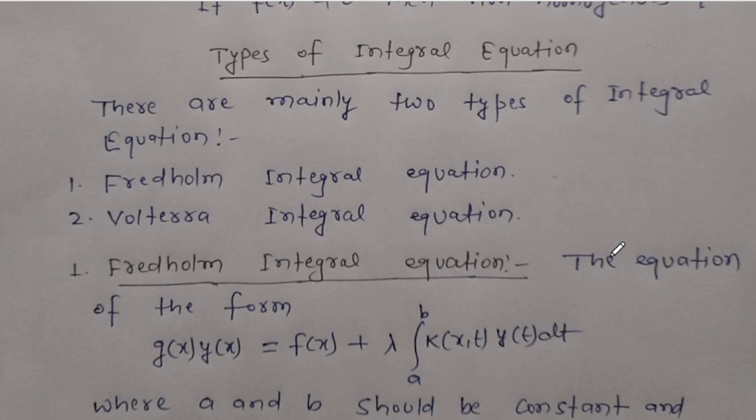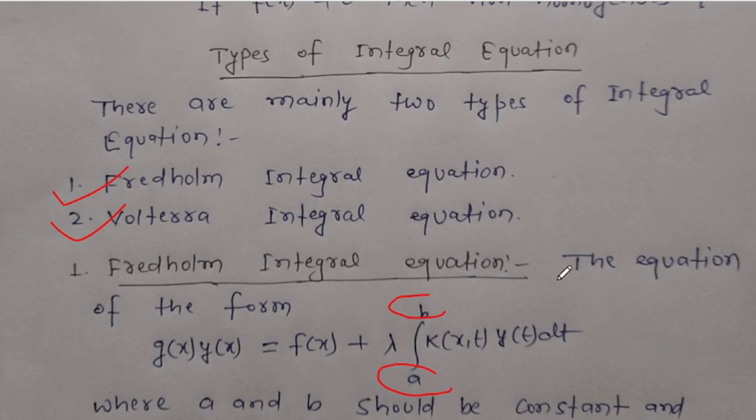I hope you are all aware of what an integral equation is. Now let us look at the types of integral equations. There are mainly two types: one is Fredholm integral equations and the second is Volterra integral equations. What is a Fredholm integral equation? It is an integral equation where a and b, the lower limit and upper limit, are constants. Such integral equations are called Fredholm integral equations.